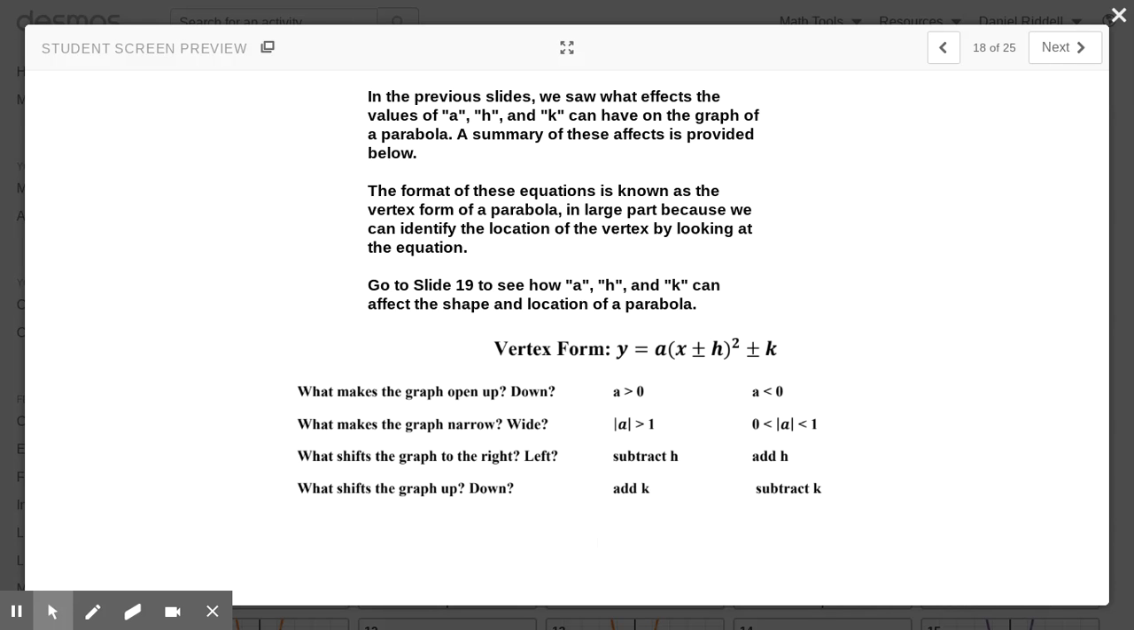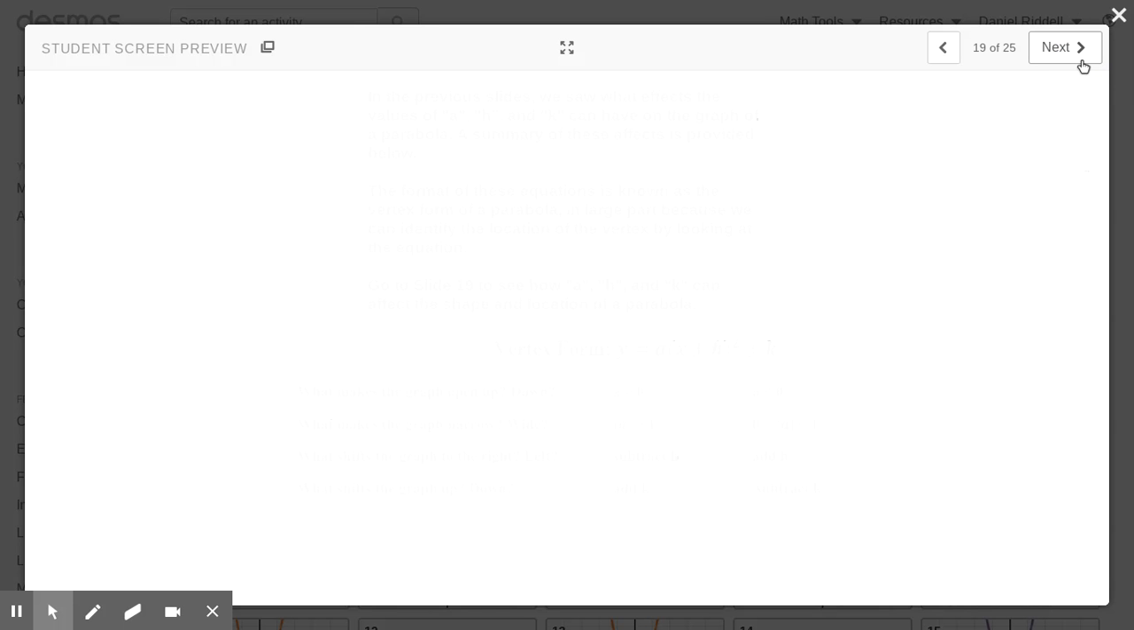If we are adding a number at the end of our equation, the graph should shift upward. If we are subtracting a number at the end of our equation, so we're subtracting K, we're going to see that the graph has shifted downward. So you're going to get a chance here to see how these combinations can affect the graph all at once.